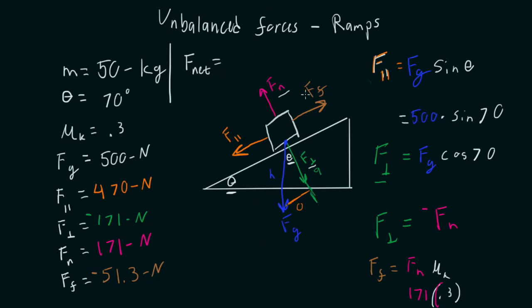Now I can find my F net. My F net is going to be the net force going down this ramp. So F net equals force of friction plus force in parallel. Now when I do that, I've got 470 minus 51.3. And that gives me an F net of 418.7. And that's how we solve problems related to an inclined plane.